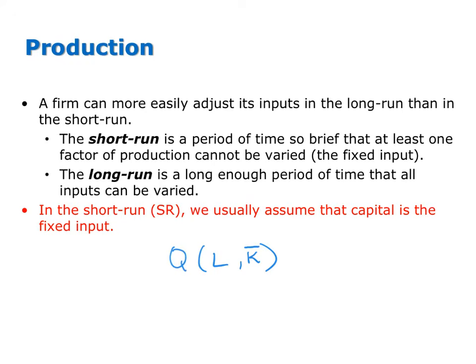Now, this doesn't always have to be true, but it makes more sense because the firm can add more workers, for example, by working existing workers overtime or hiring pretty quickly new temporary workers. But capital, on the other hand, might take more time to acquire. So unless otherwise noted, capital will be assumed to be the fixed input in the short run and labor the variable input.